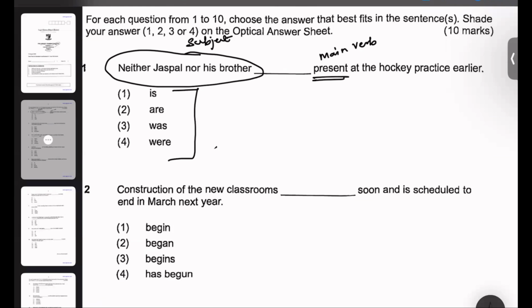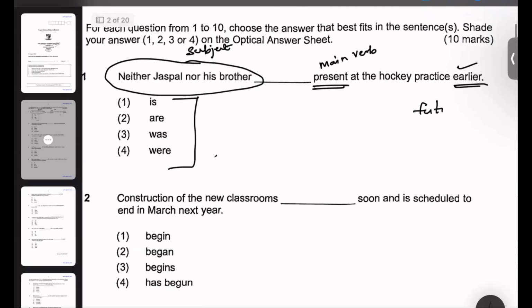To find out the helping verb, we need to understand the tense. At the hockey practice earlier. So one of the clues that we have for the tense identification is this word earlier. If you see earlier, it is definitely not future tense. And if it is earlier, it is definitely not present tense also. Earlier means past tense.